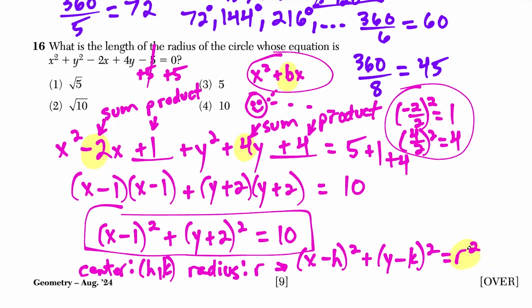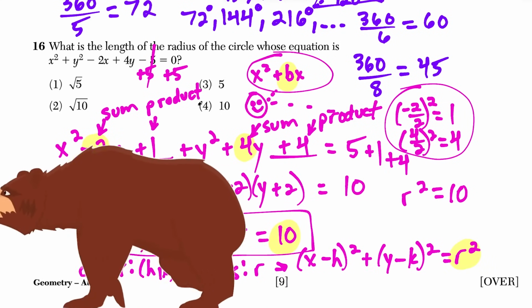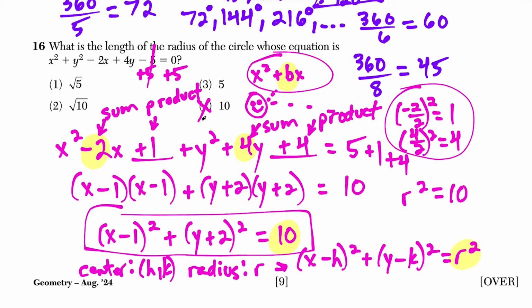Notice that r squared is equal to 10. So we could say here that r squared is equal to 10, but we have to be very careful of choice 4. Choice 4 is a very dangerous bear trap. To find the value of r, we have to take the square root of this equation here. So we're going to have r is actually equal to the square root of 10. Okay, so choice 2 is going to be our answer.